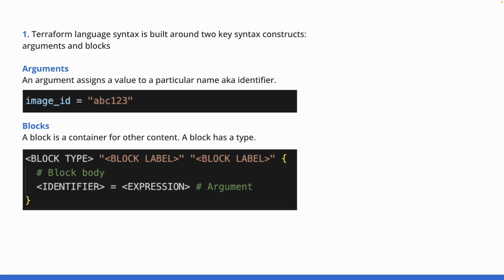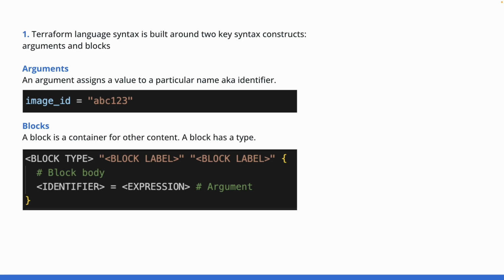Now let's talk about Terraform language syntax. Terraform language syntax is built around two key constructs, arguments and blocks. What are arguments? Arguments basically assign a particular value, say A, B, C, 1, 2, 3, in this case, to a particular name, image_id. Now what are blocks? Blocks are basically containers that contain other content.